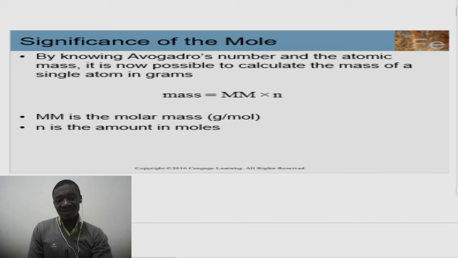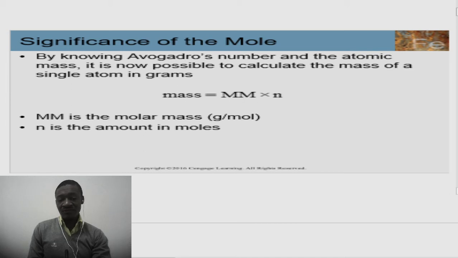Now we're looking at the significance of the mole, or why the mole is important, and why we are calculating it and looking at it. By knowing Avogadro's number and the atomic mass, it's possible to calculate the mass of a single atom in grams. And we say the mass is equal to the molar mass multiplied by the mole. The mm there is the molar mass, and the n denotes the amount of moles.